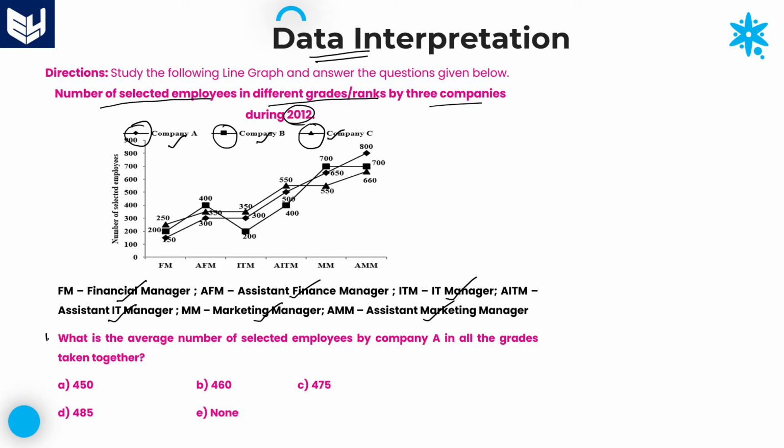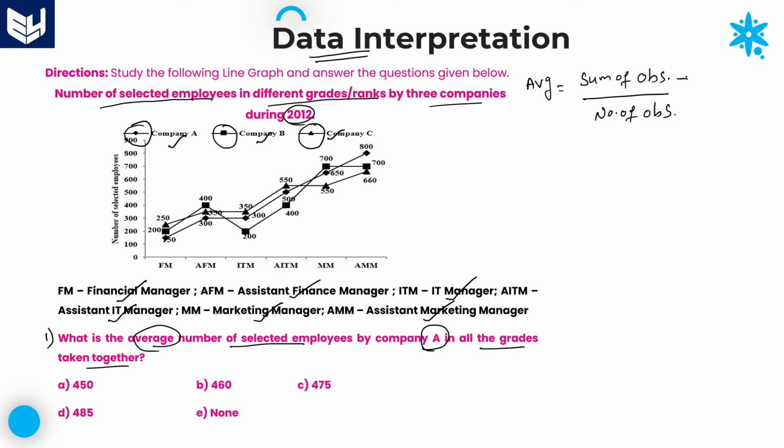Let us look at the first question. The first question is: what is the average number of selected employees by company A in all the grades taken together? Here we need to calculate the average number of employees by company A. As we all know, average is equal to the sum of observations divided by the number of observations. That is what is meant by average.